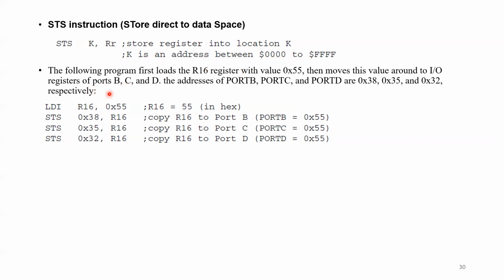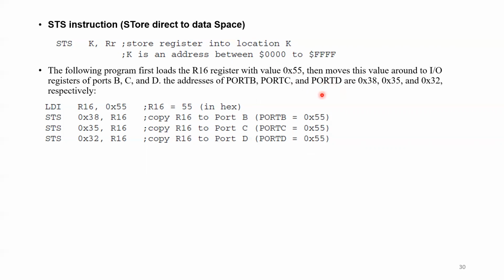So here is one example. The following program first loads the R16 register with the value 0x55, which means 55 hexadecimal. We said that we can write hexadecimal format as 0x followed by our number, or a $ sign followed by the number. So this is 55 hexadecimal. It would be loaded into register R16, then we move this value to the input-output registers of ports B, C, and D. So we need to move this value to the three output ports B, C, and D.